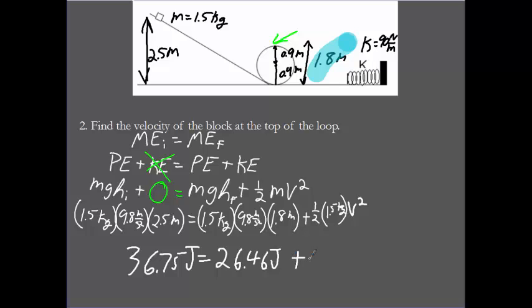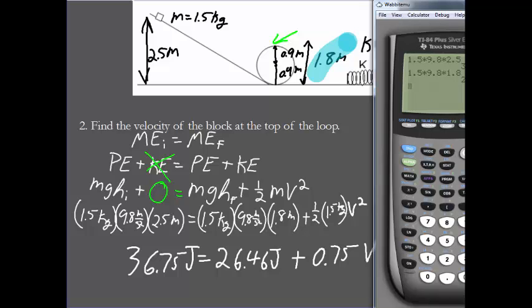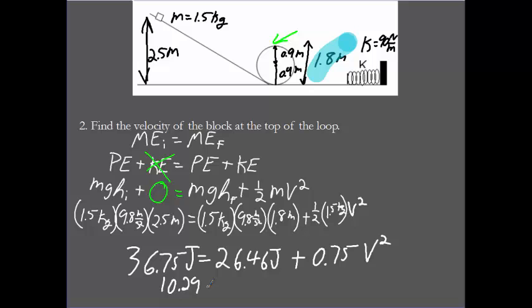plus 1/2 of 1.5 times v squared, the kinetic energy. Half of 1.5 is 0.75 v squared. Take out the fuzzy bunny calculator again, and 36.75 minus 26.46 gives me 10.29 joules on the left, and that's equal to 0.75 v squared. This is kilograms. Not to worry about that too much.